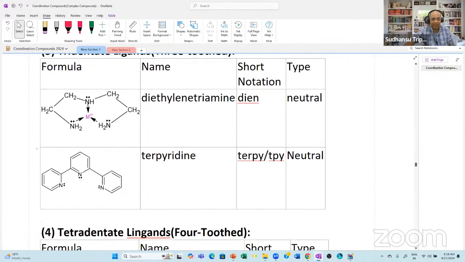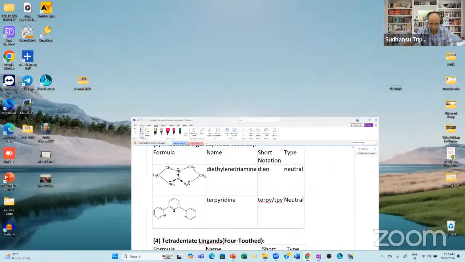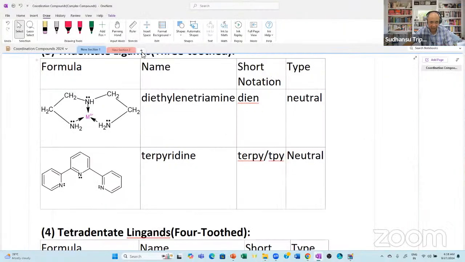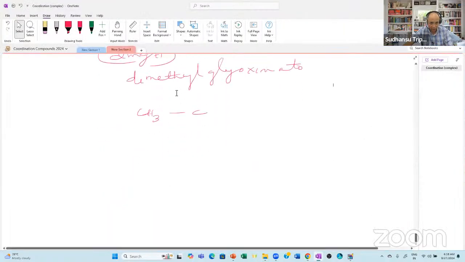Then we'll go for tridentate ligands. Tomorrow we shall be naming them. Today I told you this is 1 hour, maximum 1 hour 15 minutes. We have already passed 1 hour 18 minutes. So today we'll only be acquainting ourselves with them. Let us go for tridentate, one each.